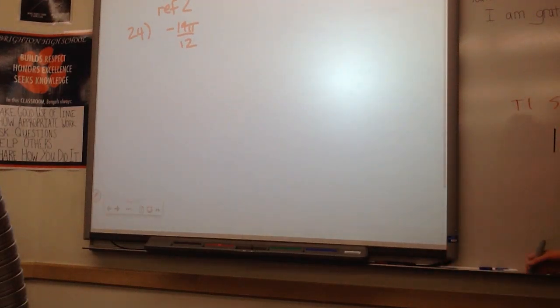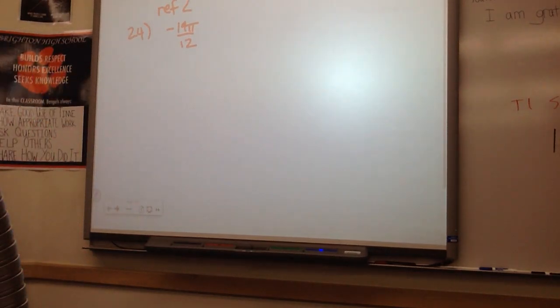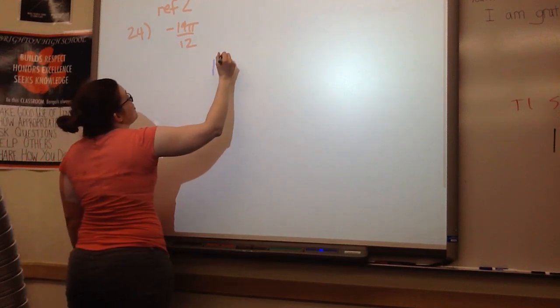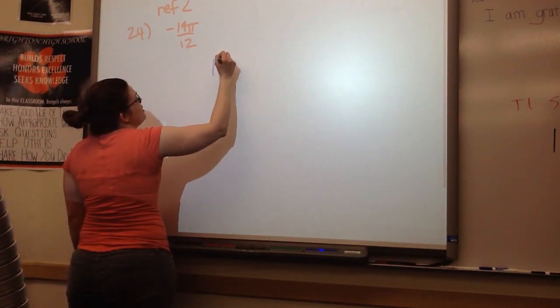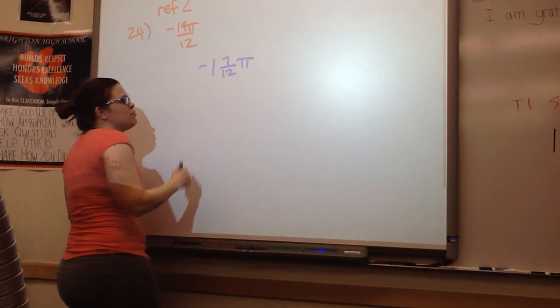Just kidding. So we first want to see what quadrant this lies in. So we see how many times 12 goes into 19, which is how many times? 1. And how many is left over? 7. So we have 1 and 7 twelfths, and it's negative, and we're in terms of pi.